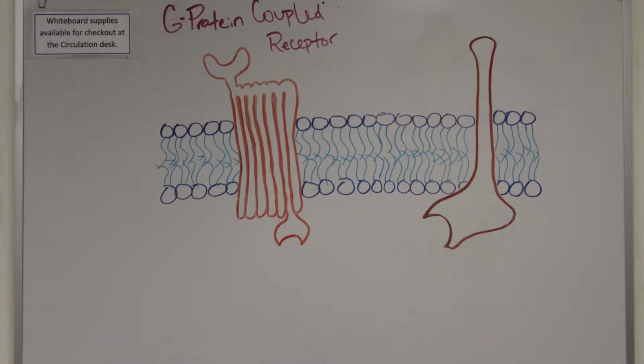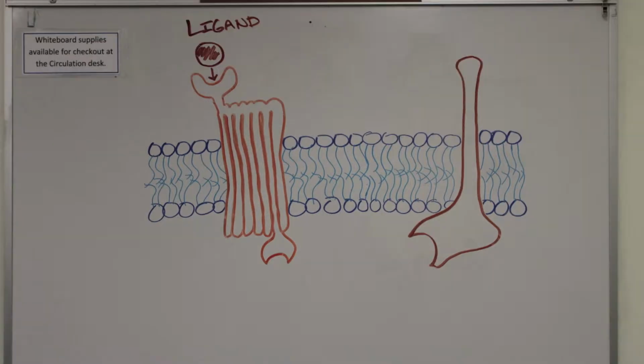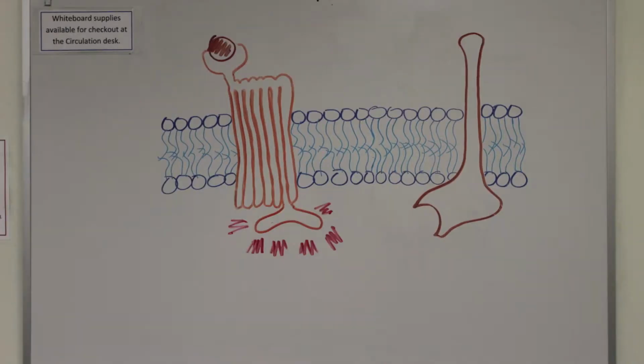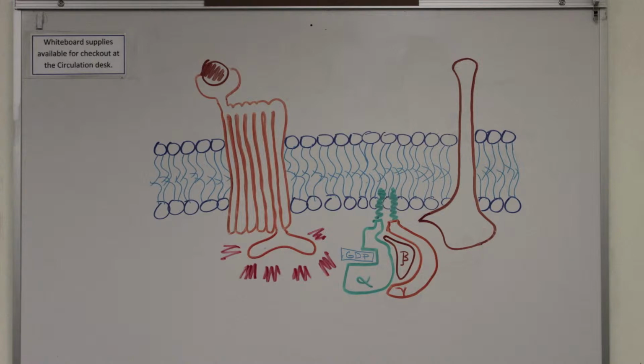Many G protein coupled receptors have a large extracellular ligand binding domain. When the appropriate protein ligand binds to this domain, the receptor undergoes a conformational change that is transmitted to its cytosolic regions. This activates a trimeric GTP binding protein.